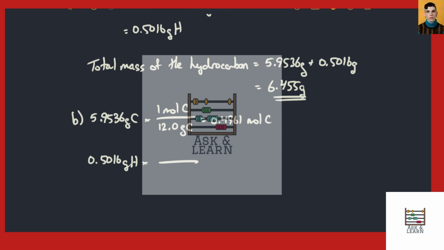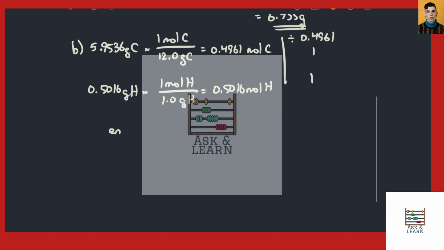And 0.5016 grams of hydrogen times 1 mole per 1 gram is 0.5016 moles of hydrogen. Dividing here by 0.4961, we get 1 and 1. Therefore, our empirical formula for this hydrocarbon is C1H1, or just CH.